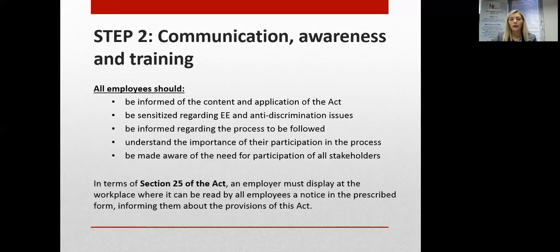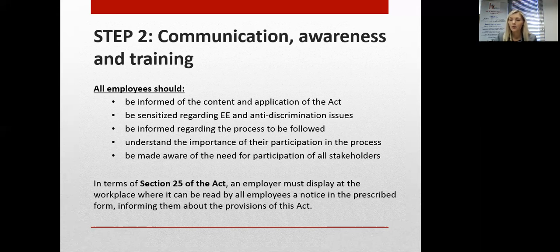Step 2, your communication and awareness training. All employees need to be informed of the content and application of the Act. Be sensitized regarding EE and anti-discrimination issues. Informed regarding the process to be followed. Importance of participation from all stakeholders.